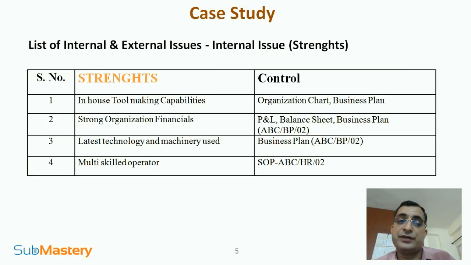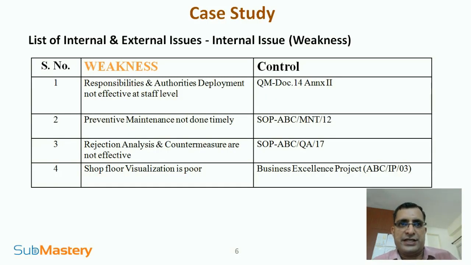Let's say one organization has identified these strengths, and once they have identified the strengths, they have also identified the control in place. Let's take the example of weakness, because this is something which I believe is important. Say this organization identified that responsibilities and authorities deployment is not effective at staff level, number 2, preventive maintenance is not done timely, number 3, rejection analysis and countermeasure are not effective, number 4, the shop floor visualization is poor.